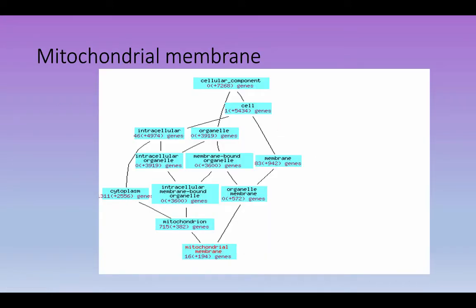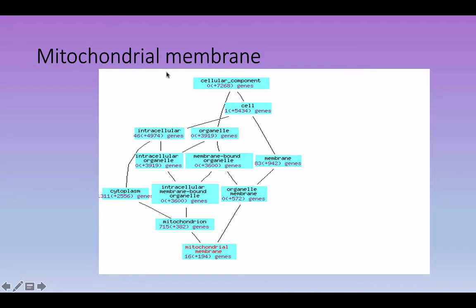If we think about the mitochondrial membrane, this is what the Gene Ontology looks like for it. We can see all the different things that we could associate with the mitochondrial membrane. So the mitochondrial membrane is associated with an organelle membrane. It's also part of the mitochondria. It is a membrane in general. We find it in the cell. Right? These are all locations associated with the mitochondrial membrane.